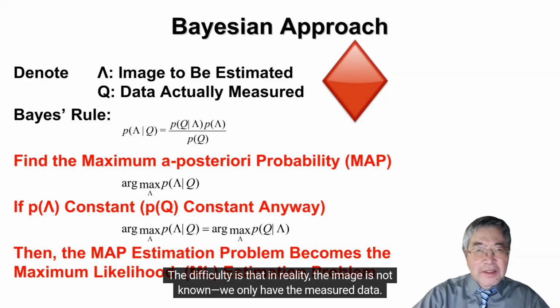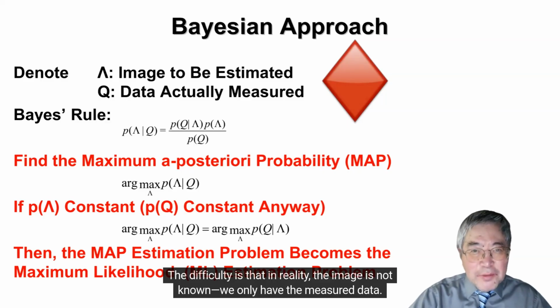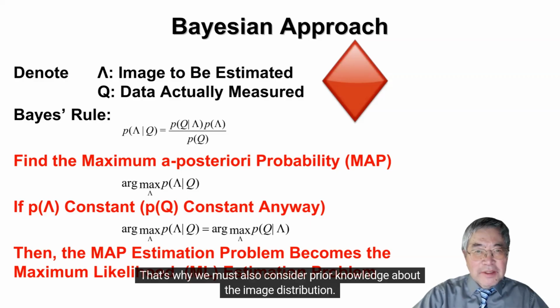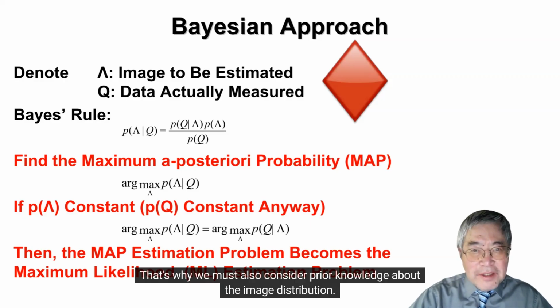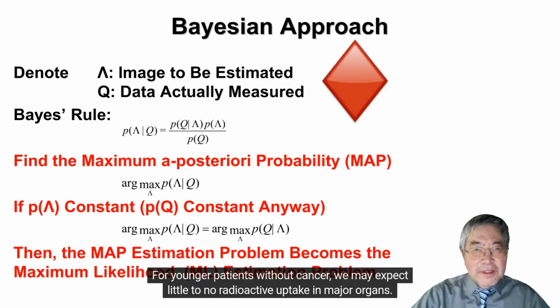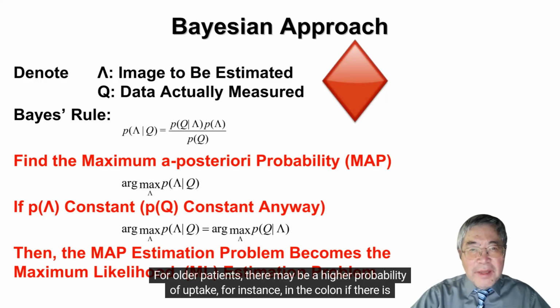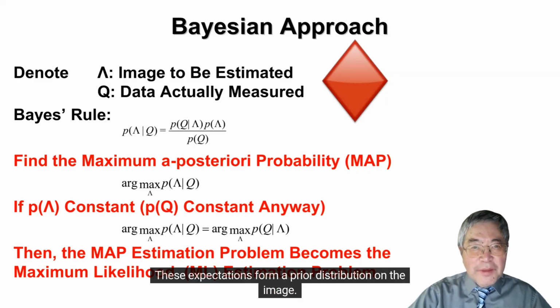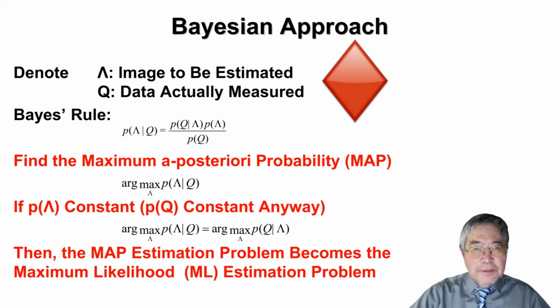The difficulty is that in reality the image is not known, we only have the measured data. That's why we must also consider prior knowledge about the image distribution. For younger patients without cancer, we may expect little to no radioactive uptake in major organs. For older patients, there may be a higher probability of uptake, for instance in the colon if there is a tumor. These expectations form a prior distribution on the image.